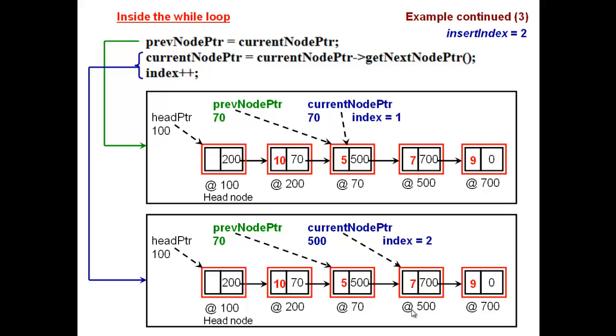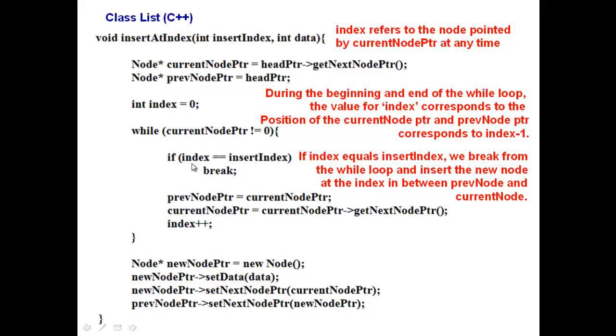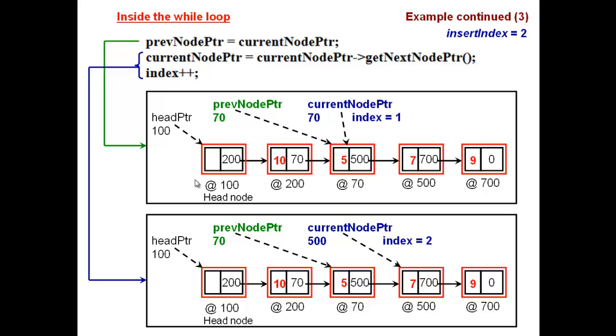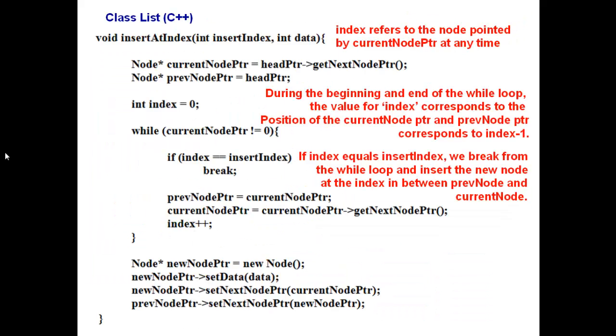Now check, at the beginning of the while loop, if the current node pointer is null. It is not null, so get inside, and now you see index equals insert index. Index is 2, insert index is also 2. So it's time to break the loop, because we don't want to go all the way down to the end of the list. We want to break right there where we have reached the position that we want to insert. So break from the loop. Breaking the loop means coming out of the loop.